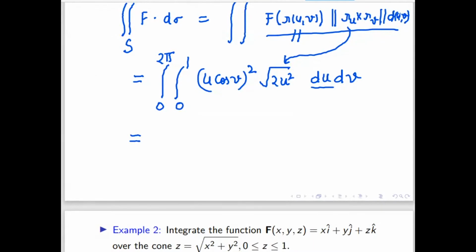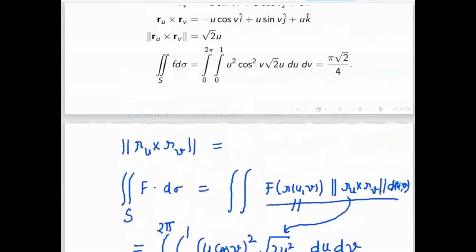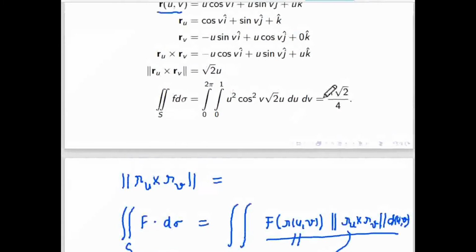So if you integrate, the answer will come pi root 2 by 4. So you can integrate with respect to u and then with respect to v, so that you can check yourself. So this is the integral of f d sigma.